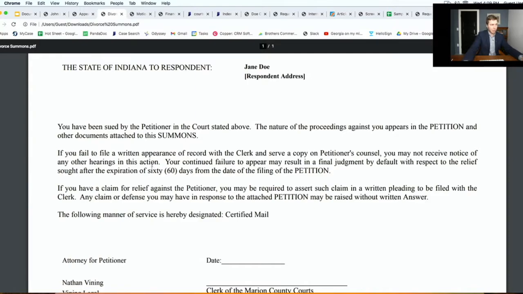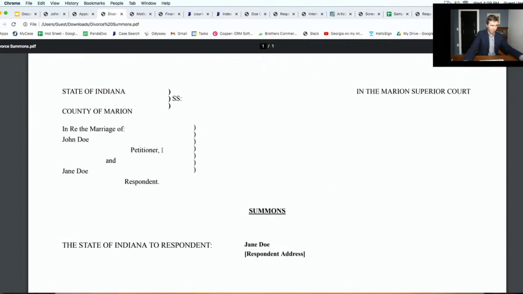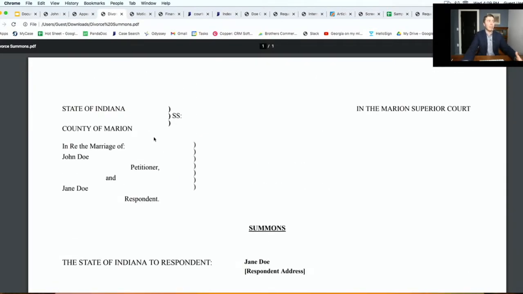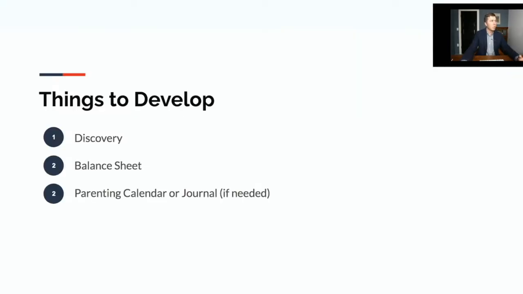So this would be a sample summons, and that's also going to have to be filed along with the divorce petition, appearance, and potentially a motion for provisional orders. So after you've filed the documents to start the case, there are things that you're going to need to develop in a divorce case.